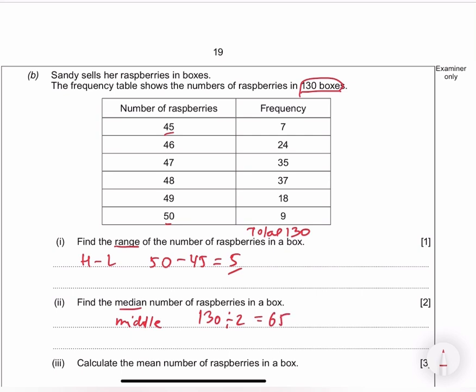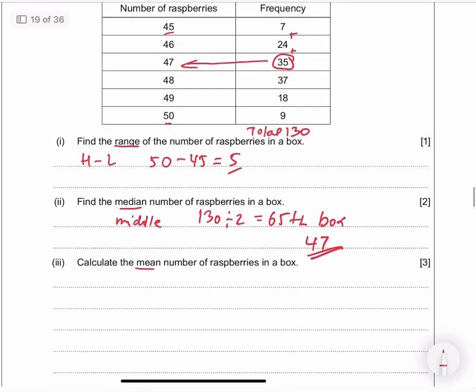Then we're finding the median. So median from the table, we always divide the total number of boxes, like here 130 divided by 2. So we need to find the 65th box. Start counting from the top. Look at the frequency column, 7 plus 24, 31, 31 plus 35. So your 65th box will be under that frequency, and just go across and look at the number of raspberries. So 47. That's like a mid number. So 47 raspberries will be the mid number.